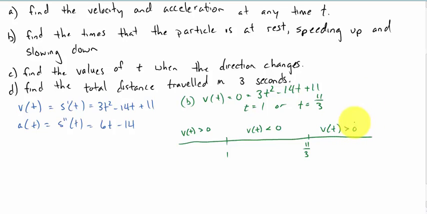So does this tell me what I need to know? Absolutely not. This does not tell me whatsoever when I'm speeding up and slowing down. This is telling me that over here, we are moving to the right, moving to the left, and then moving to the right again. That's all it tells me. In order to know when we're speeding up and slowing down, we need to look at the acceleration. And what we're looking for is when the direction of the acceleration is opposite the direction of travel. We want the direction of travel, the velocity, to be positive and the acceleration to be negative, or vice versa.